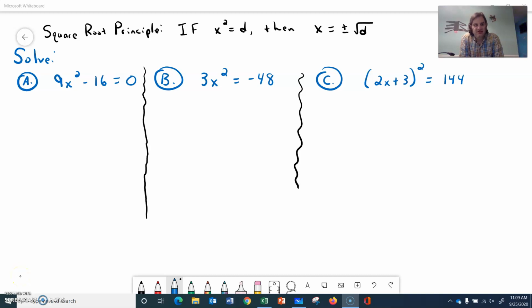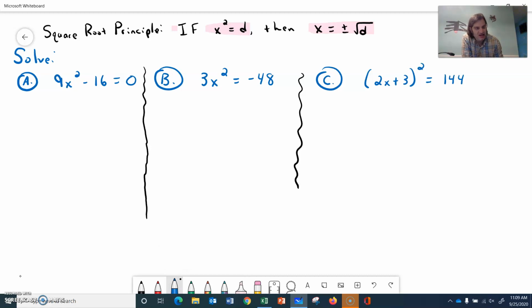Hey, it's Mr. Allred, and we're going to solve some quadratic equations. I know we've been doing that a lot lately, but we're going to solve some using the square root principle. If you recall up top here, the square root principle says if x squared equals a number, then we can basically say that x is the positive and negative square root of that number. And we'll see a little fun example as we go through this.